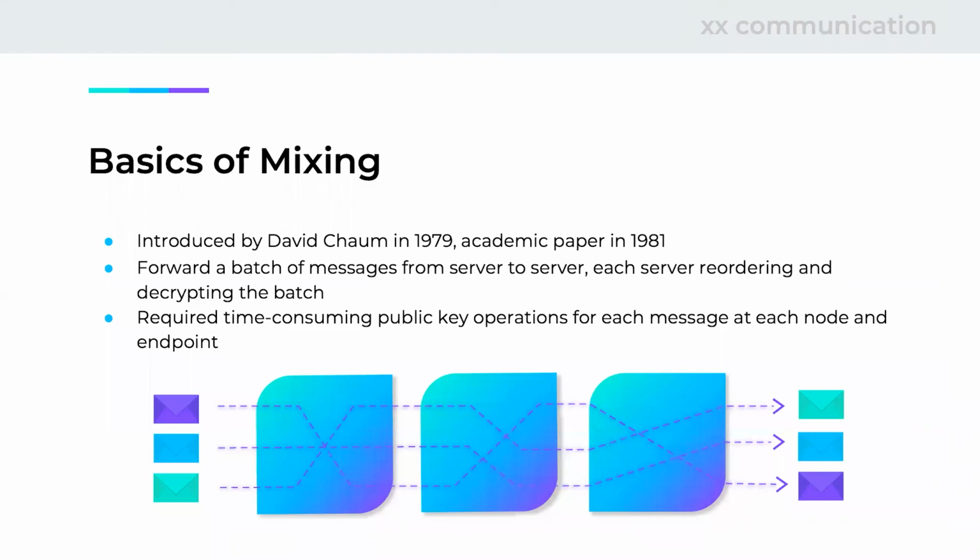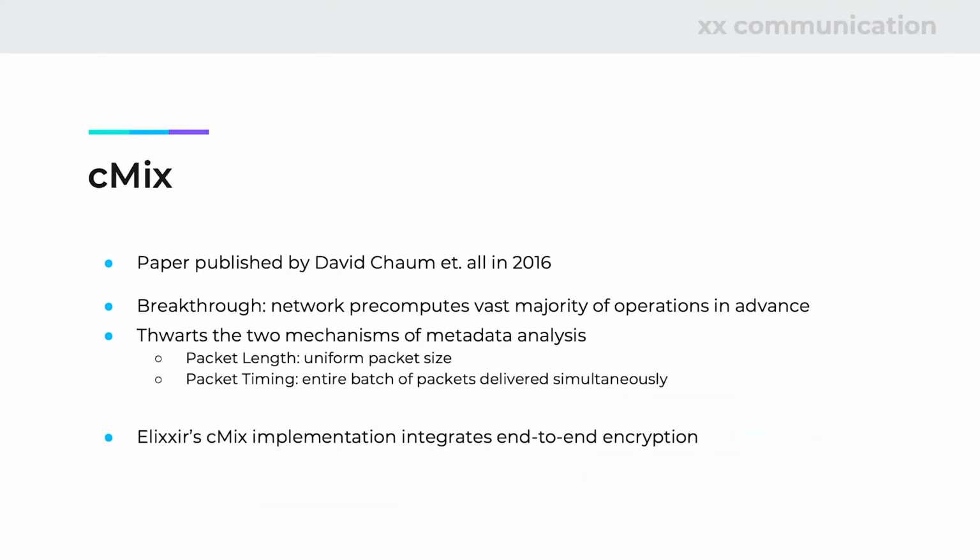So what happened is in 2016, as we can see on the next slide, David, along with many others, published a paper about a new protocol called CMIX. And CMIX is fairly breakthrough because it takes this initial mixing infrastructure, one of the most private networks ever designed, and figures out how to do most of the mathematical operations before messages are received. So while it still has to do all this work, the users of the network don't experience the associated latency.